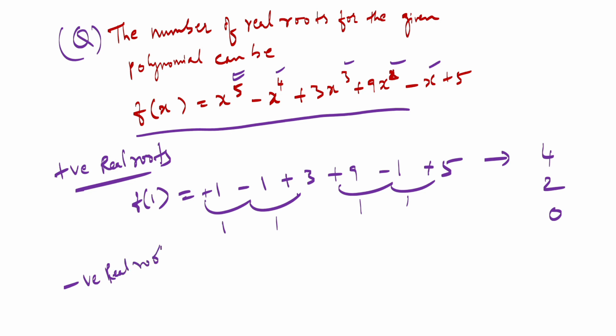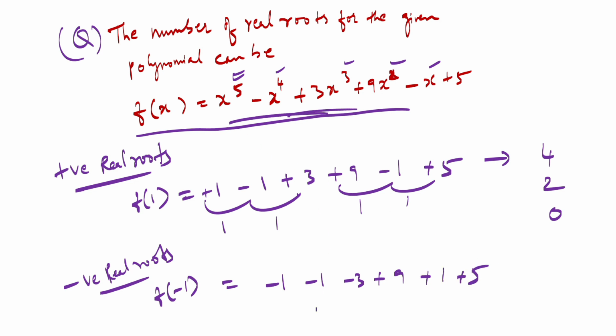For which we will substitute minus 1. So f of minus 1 is equal to minus 1, minus 3, plus 9, plus 1 and plus 5. Just substitute in this equation, you will get this. So how many times is the sign changing? Minus to minus no change, minus to minus no change, minus to plus one change, and there is no further change. So only one change, so the negative real root is only 1.